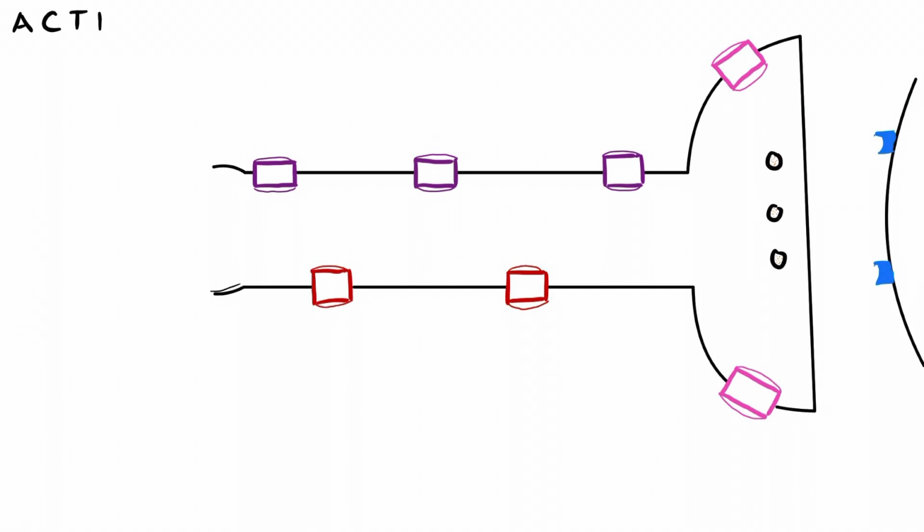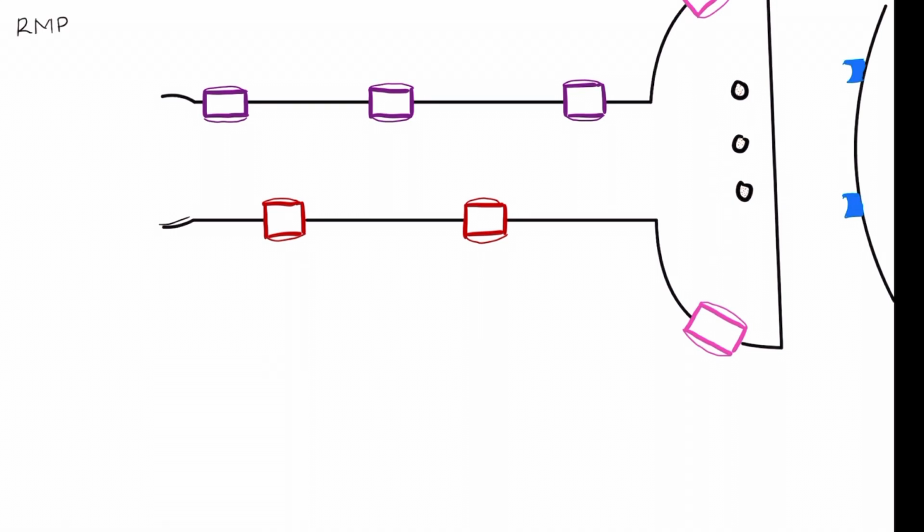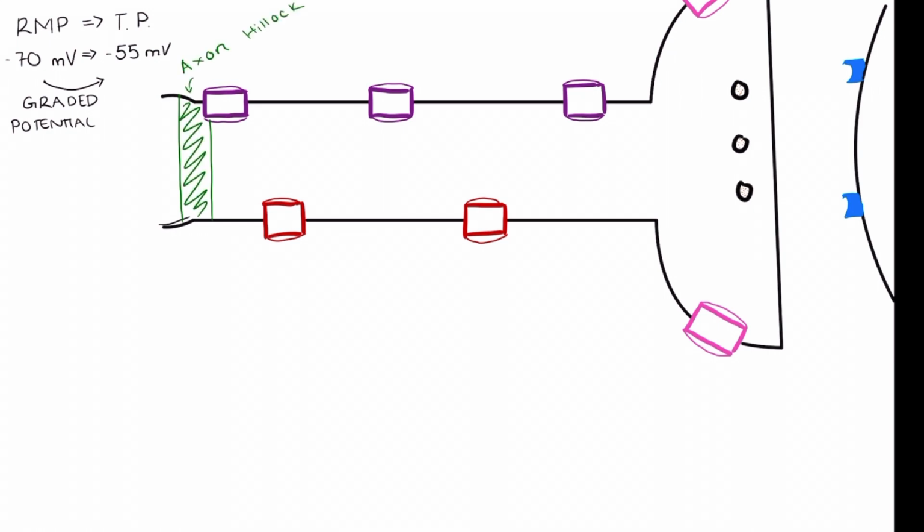So next we have action potential. Here we basically move from resting membrane potential to threshold potential, and the voltage difference is from negative 70 millivolts to negative 55 millivolts. This is done by the graded potential, and the action potential initially occurs in the axon hillock, which is the trigger of where everything occurs.